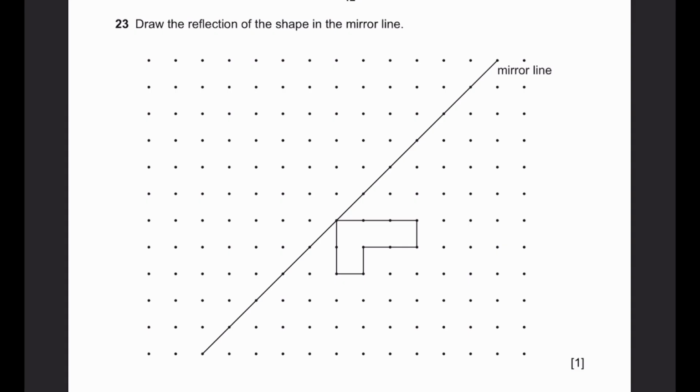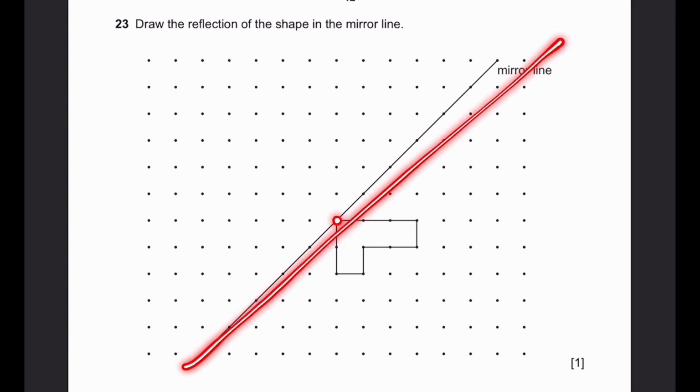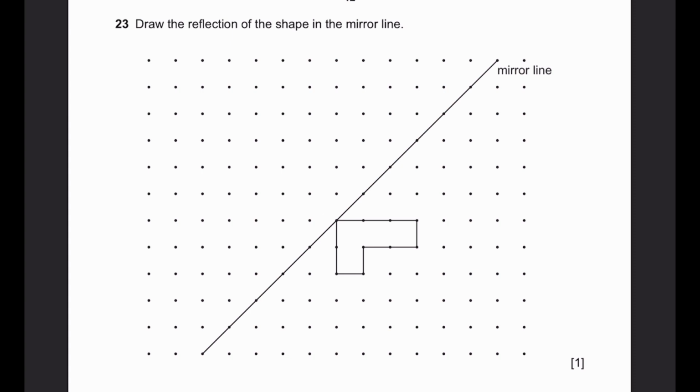Question 23. Draw the reflection of the shape in the middle line. So this point, after reflecting on this middle line, will stay the same, that point. This point after reflecting on the middle line, because it's one x and one y away, has to be one x and one y away from this middle line side as well. So it'll be over here and over here.